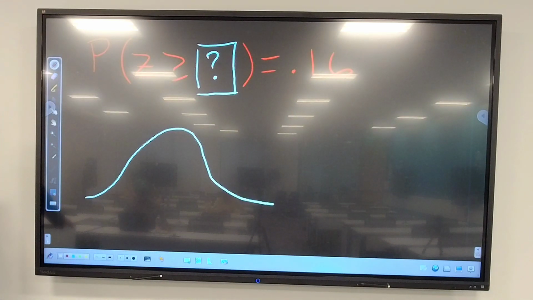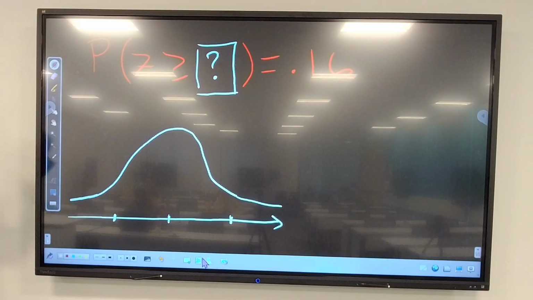So I've got my normal curve. This is the z-axis down here. I don't know where that question mark number is. I'm just going to put it somewhere. Now, should it be over here? Should it be here? Which way? Over there. Yes. Tell me why.